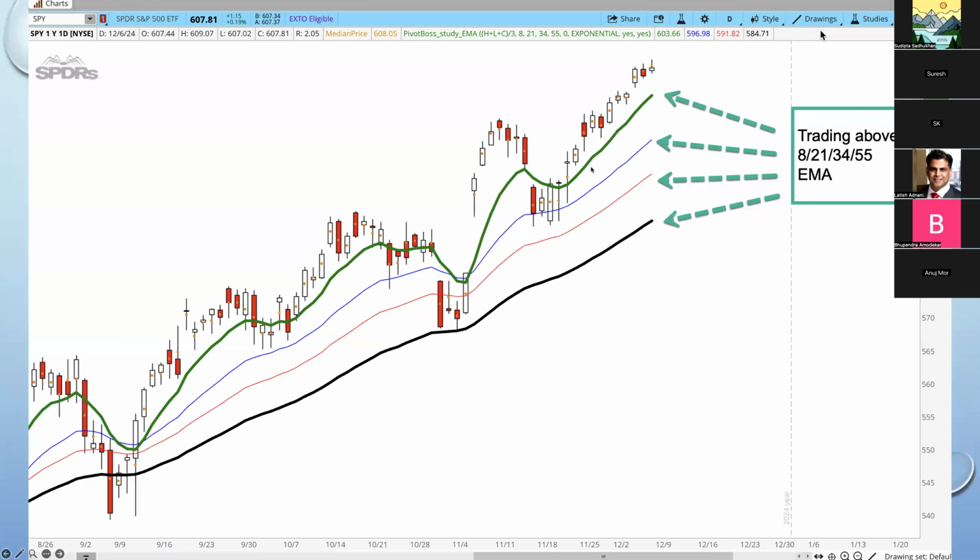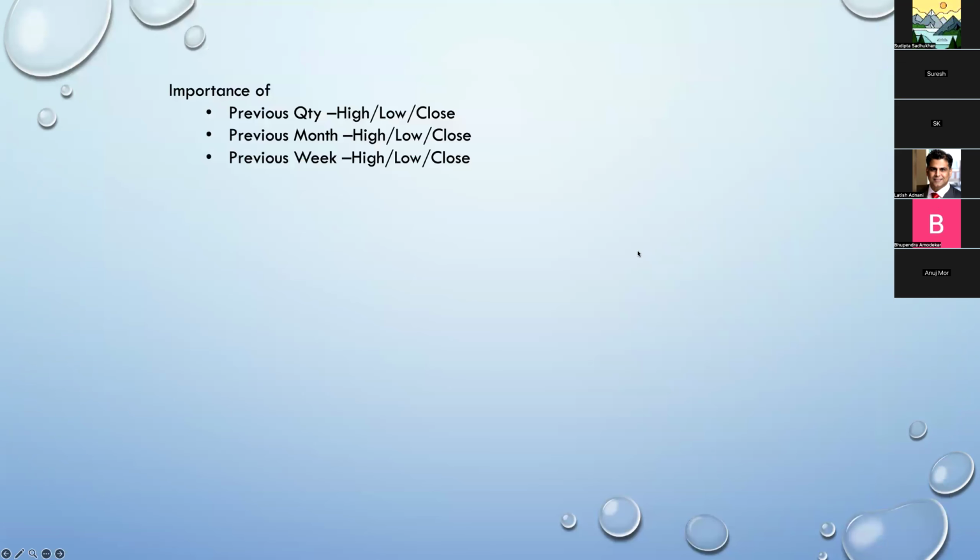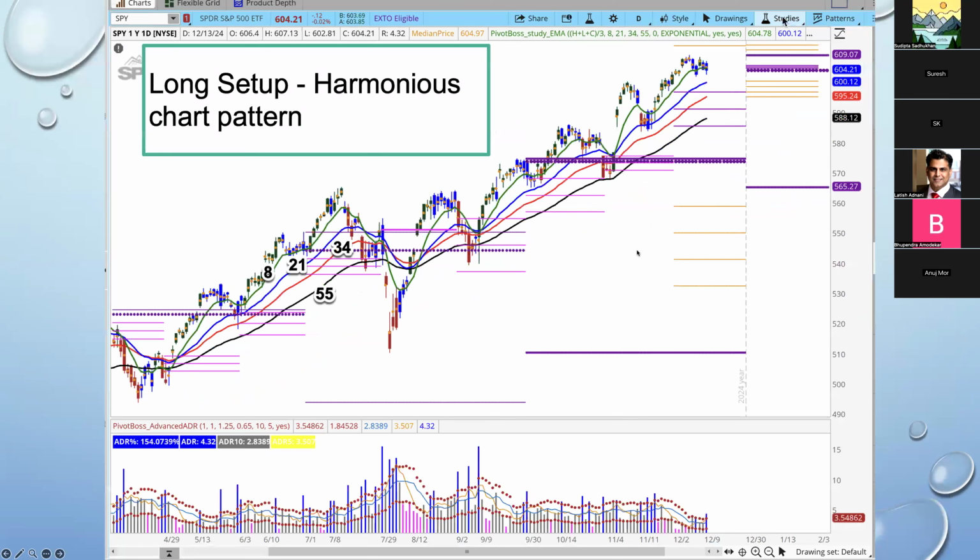And if you see 8, 21, 34, 55, it's moving clearly up without touching each other, no crossover, no overlapping. So it's a clear uptrend. Again, same for the long chart pattern, harmonic chart, moving up with 8, 21, 34, 55 without touching each other. So till this we have covered very basic stuff.